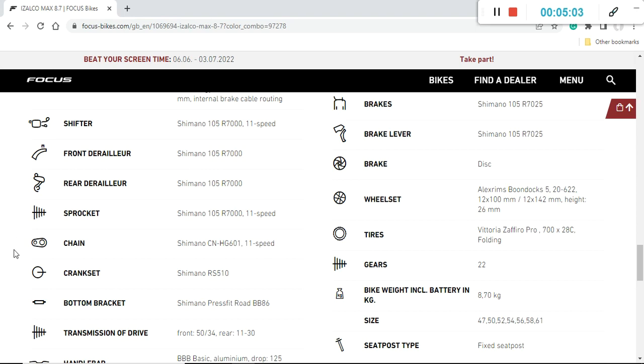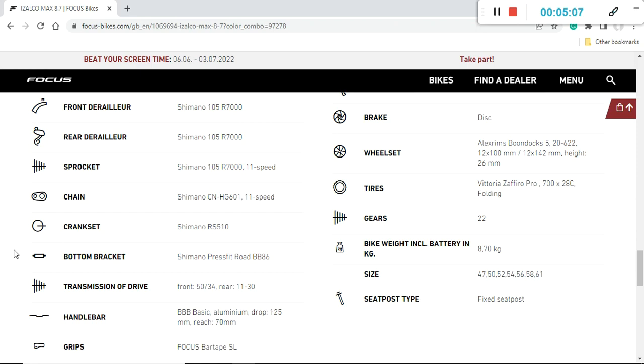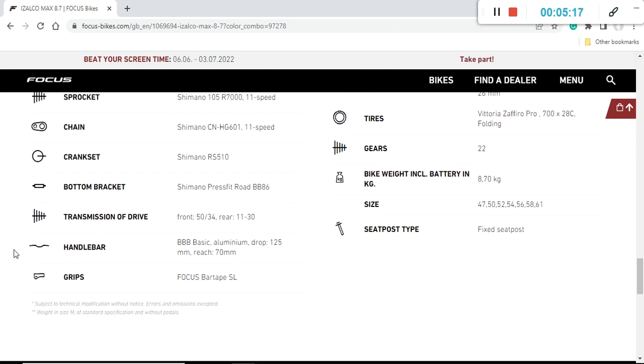Absolutely no problems in attacking any steep mountains. As I mentioned here, you will also get a press fit bottom bracket with this frame, and this is of course the Shimano BB86 press fit bottom bracket. And again, I wouldn't expect any serious problems or creaking noises with this press fit bottom bracket.